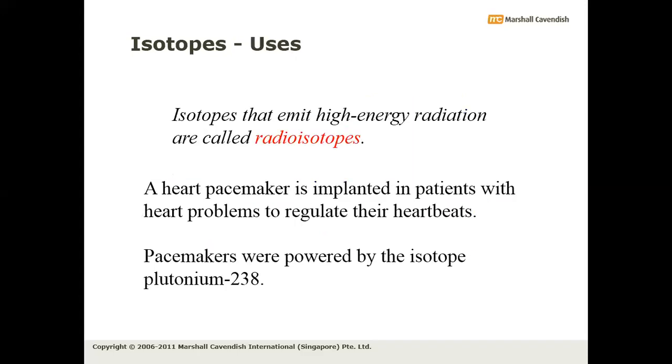Many of these isotopes are radioisotopes. For example, carbon 14 is used in carbon dating. Then plutonium 238 is used in pacemakers, implanted in the heart to regulate the beating of the heart. And then there are other elements such as cobalt 60, which is used to treat cancer.